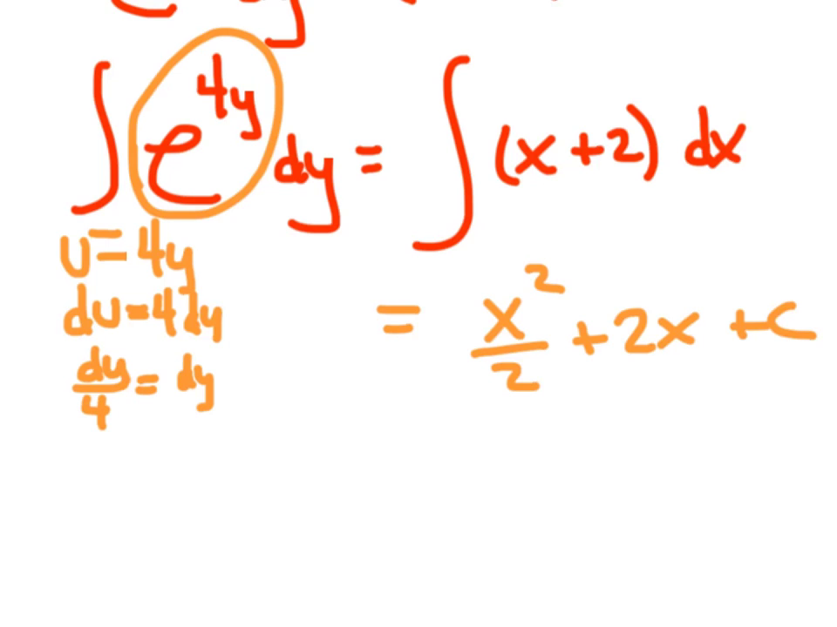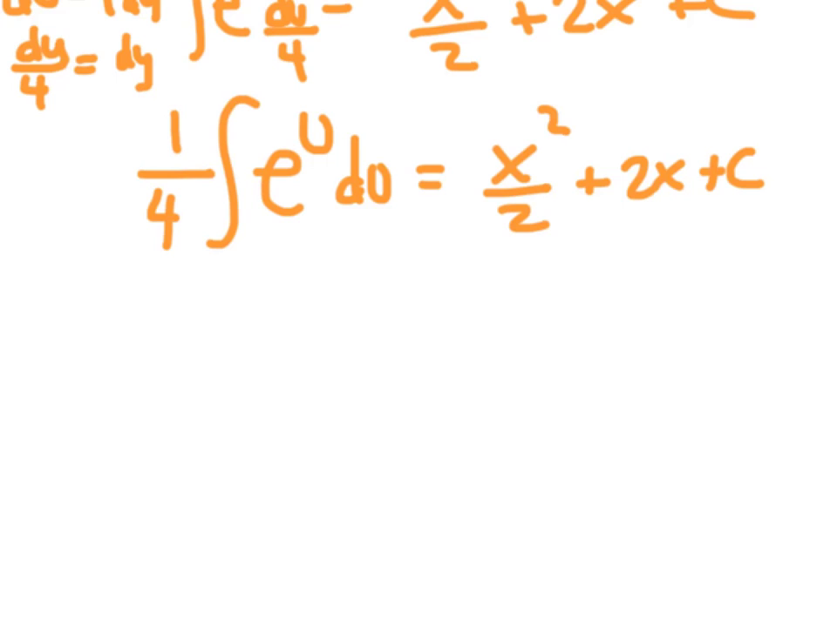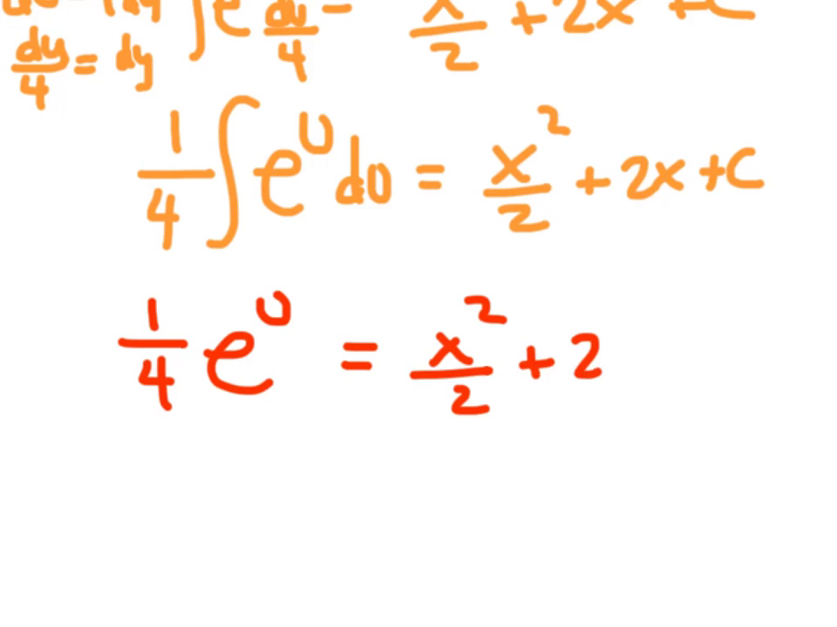Okay, so again, have not integrated, keep your integral symbol. E to the u, and in place of dy, I'm putting du over 4. So I can pull out a 1/4, have not integrated, keep the integral, e to the u du. This side is integrated, so I don't need to worry about the integral. Now, e's happen to be one of the easiest integrals and derivatives. The integral of e to the u is e to the u. So I've got 1/4 e to the u equals x squared over 2 plus 2x plus c.